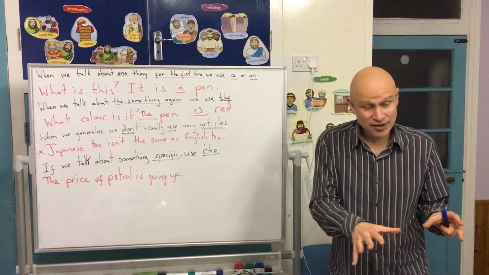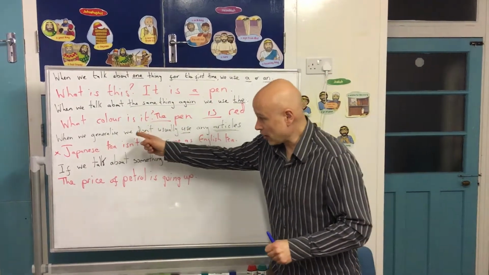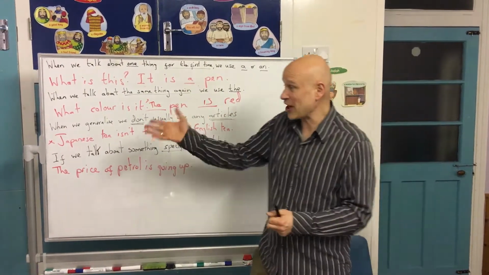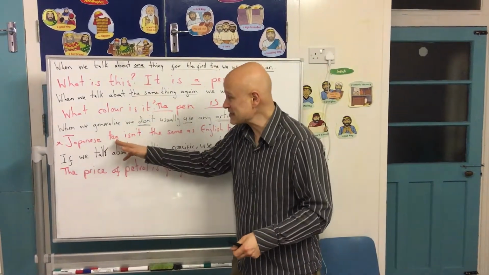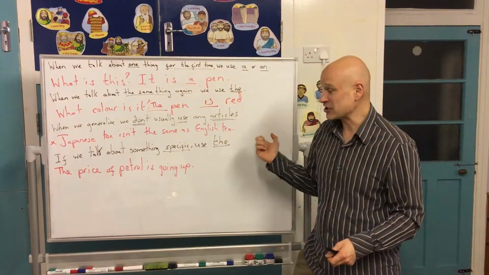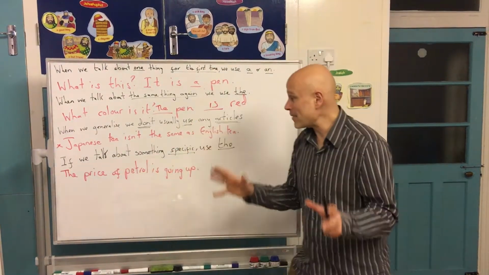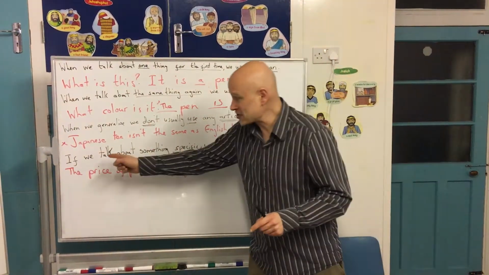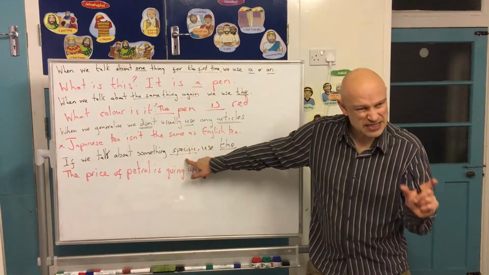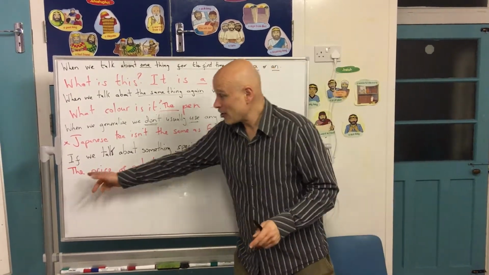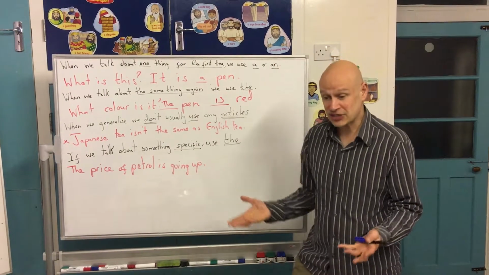This is something we learned last week. When we generalise, we don't usually use any articles at all. So it's not the Japanese tea, it's Japanese tea. Japanese tea isn't the same as English tea. So no articles at the beginning. But if we talk about something very specific, we do use the article. So, the price of petrol is going up.